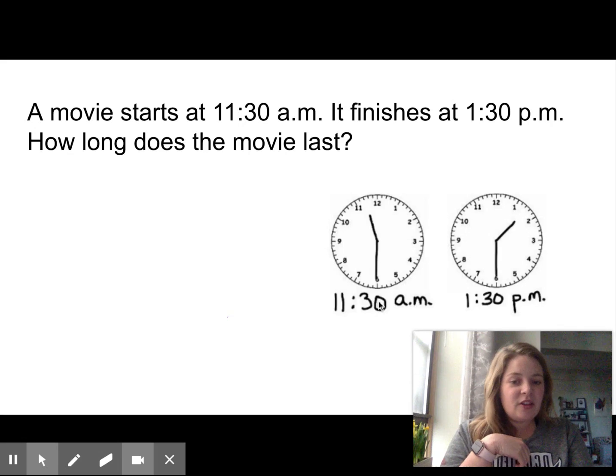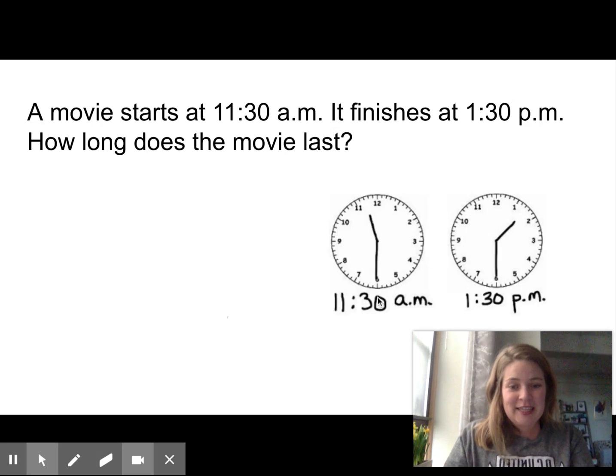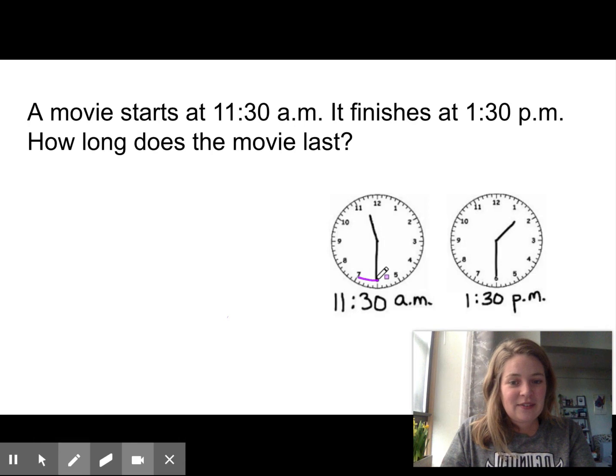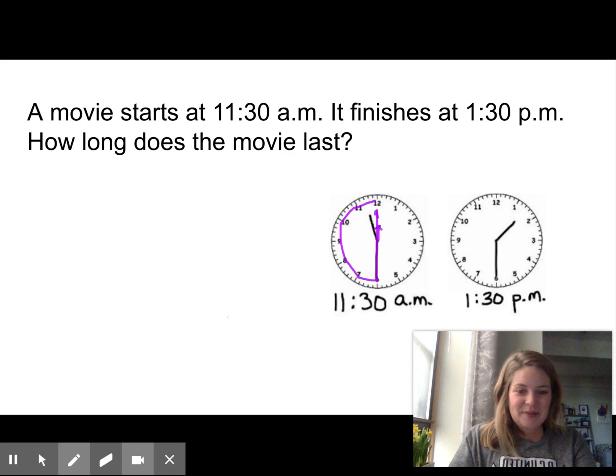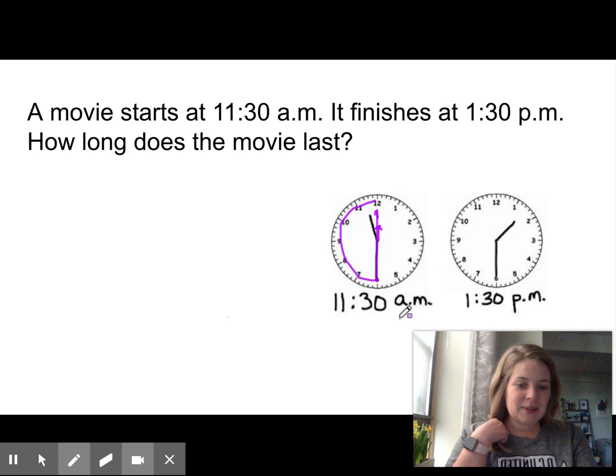Well, from a.m. to p.m., 11:30 is actually quite close to noon. And remember that noon is 12 p.m. So if we move our minute hand 5, 10, 15, 20, 25, 30, all the way up to the noon, our hour hand also moves there, and all of a sudden it's p.m. So even though it starts at a.m. and ends in p.m., we're only 30 minutes away from p.m. here.